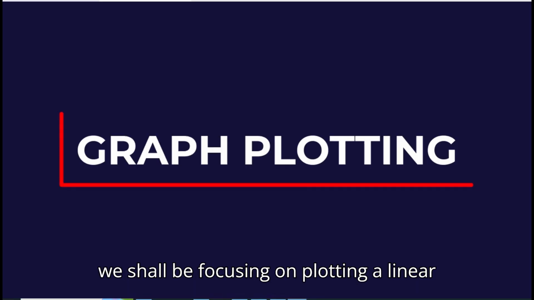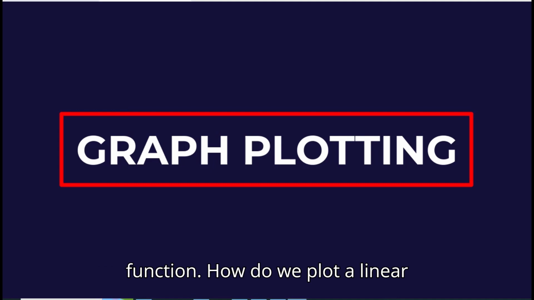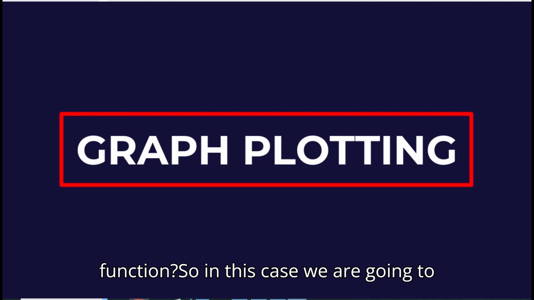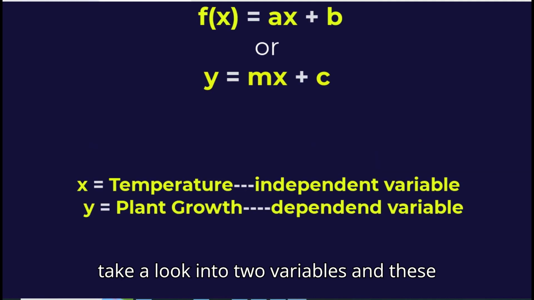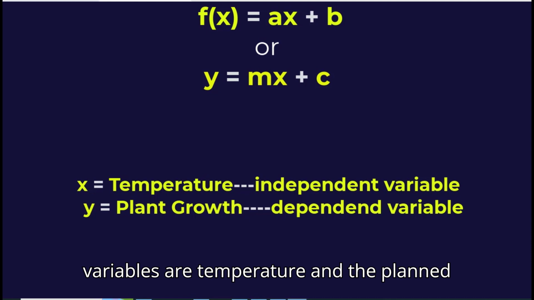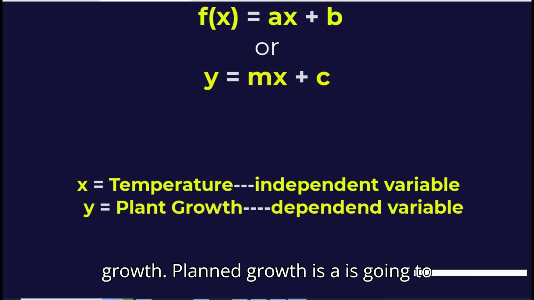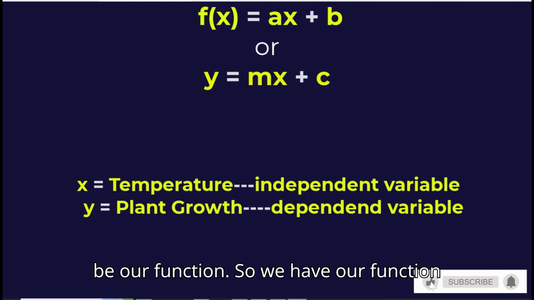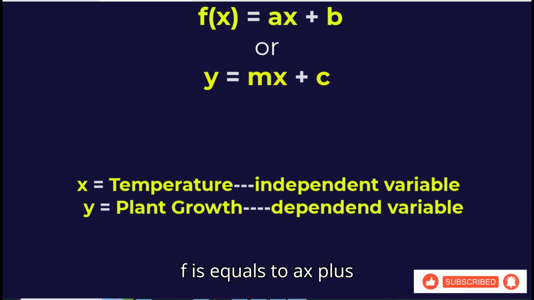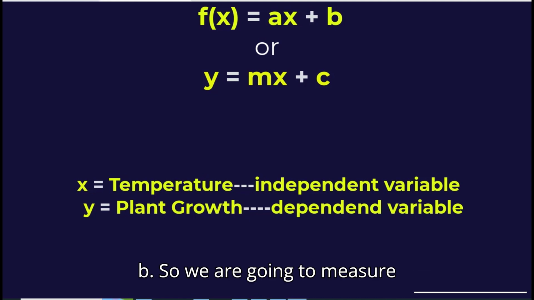So in this video, we shall be focusing on plotting a linear function. How do we plot a linear function? In this case, we are going to take a look into two variables, and these variables are temperature and plant growth. Plant growth is going to be our function. So we have our function f of x is equal to ax plus b.